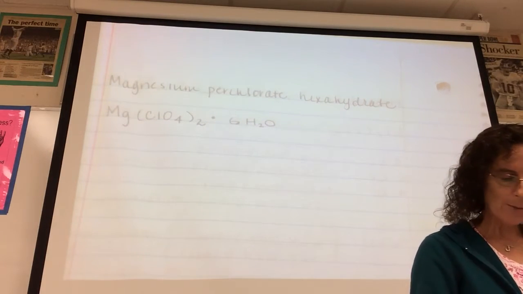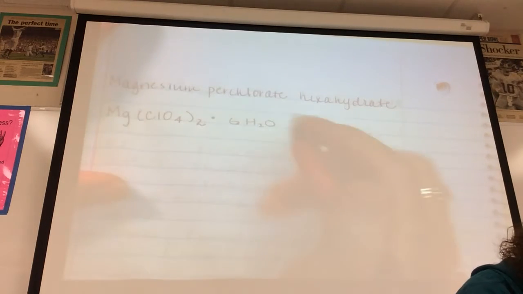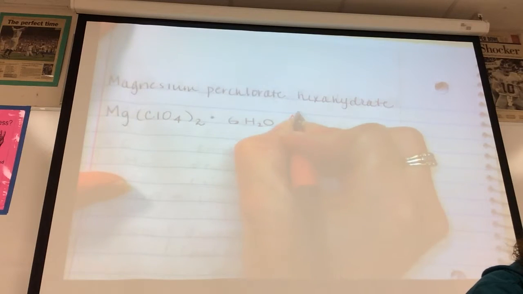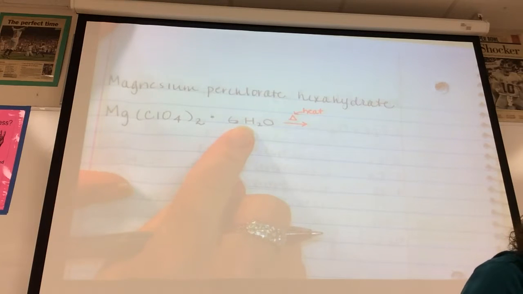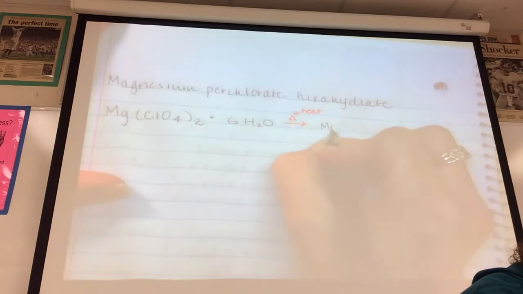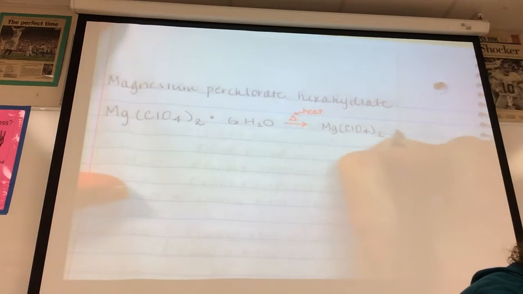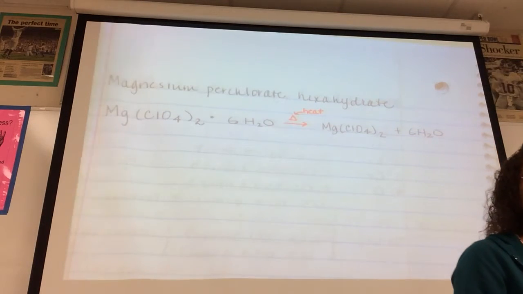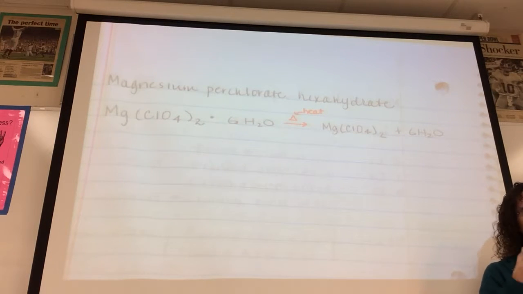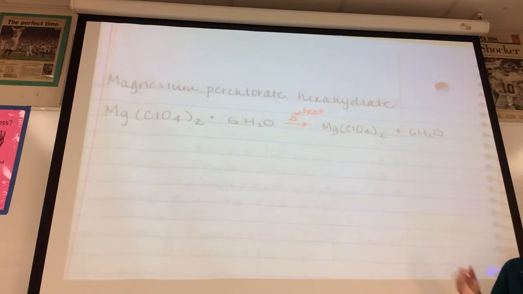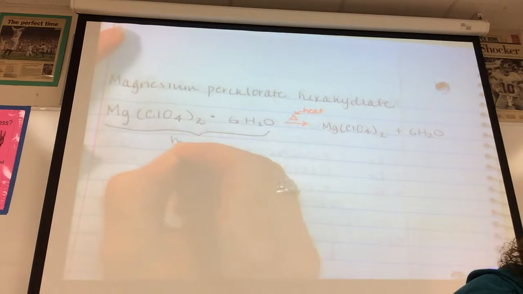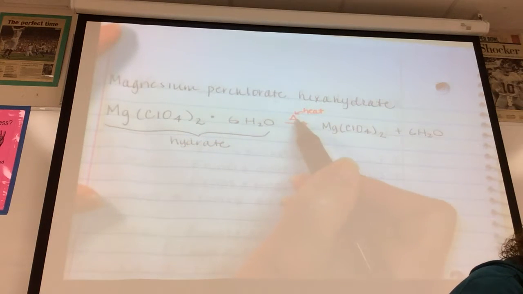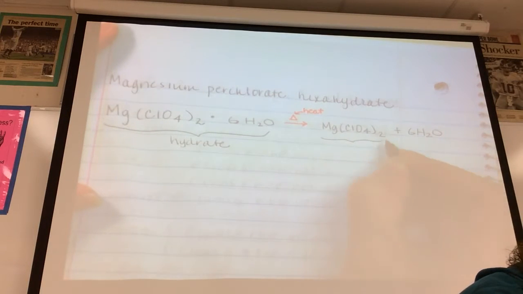What you're going to see in the lab is that if you heat this substance, this triangle here means heat, you will drive the water molecules out of the crystal lattice. And so you will have the ionic substance plus six water molecules. Since you're heating the water molecules, you're generating water vapor, and the water vapor will escape into the atmosphere. When you have water molecules incorporated into the crystal lattice, you have what's known as a hydrate. And when you heat the sample and drive the water molecules off, you have anhydrous material.